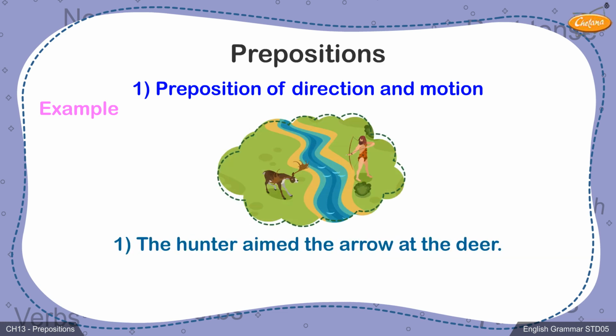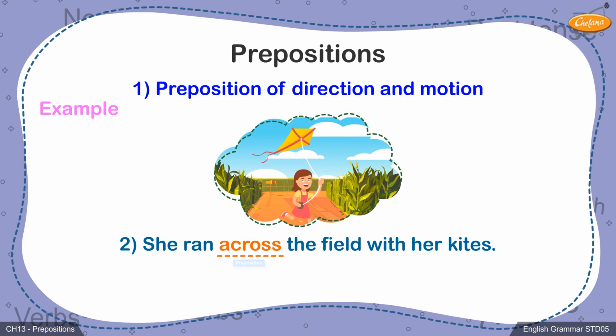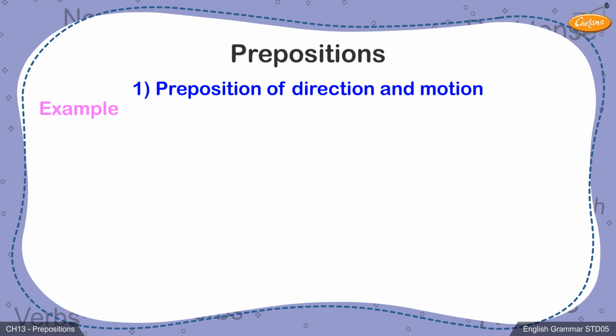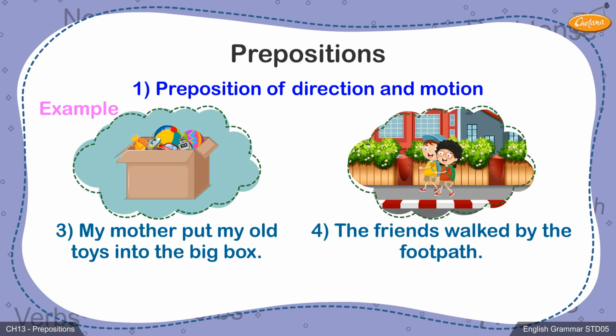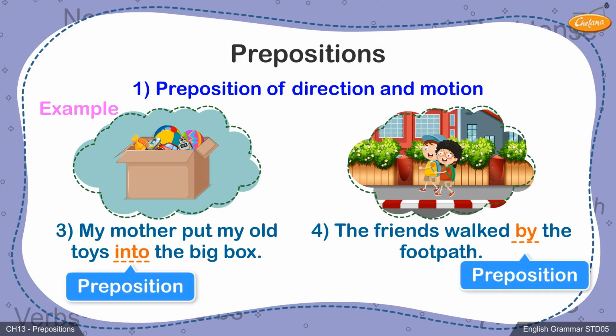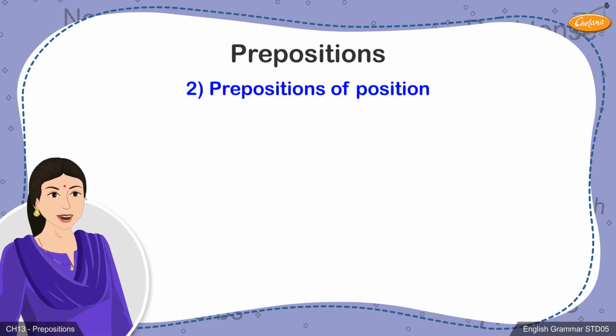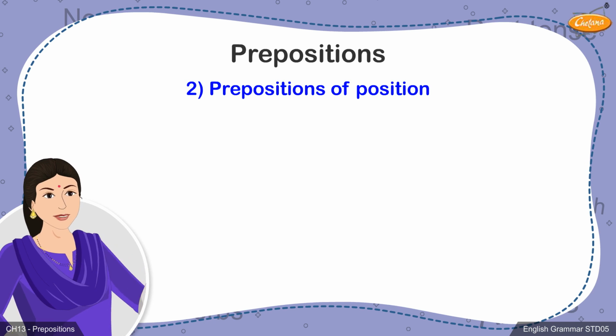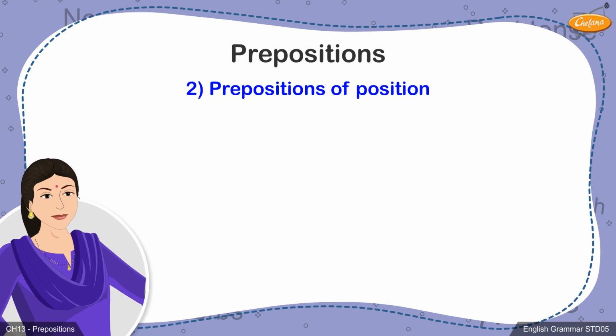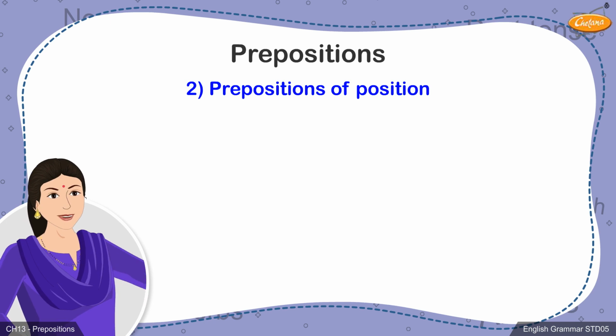In these four examples, the preposition at indicates the direction of the arrow towards the deer. In the second sentence, across tells us the movement of the girl with the kites on the field. In the third and fourth examples, the prepositions into and by connect the nouns toys and big box, and friends and footpath, respectively. The next type of preposition is prepositions of position, which indicate the relation between multiple nouns and pronouns in terms of their position.